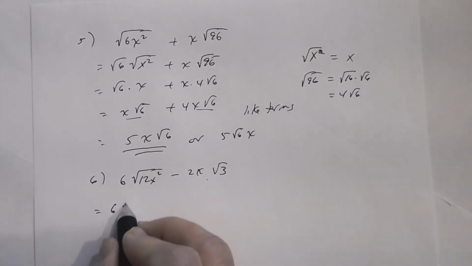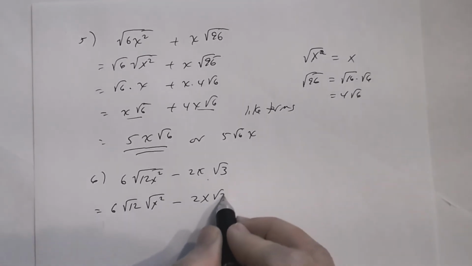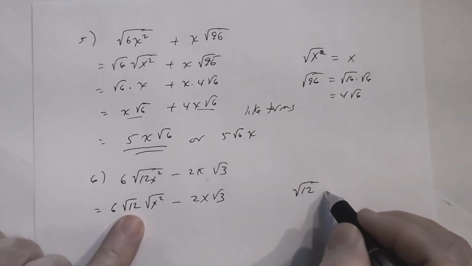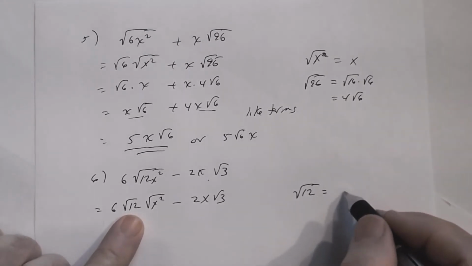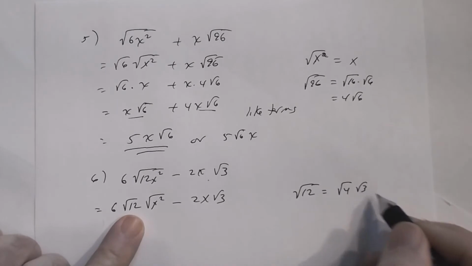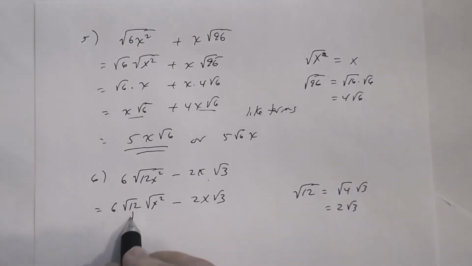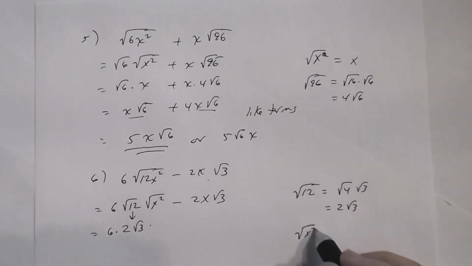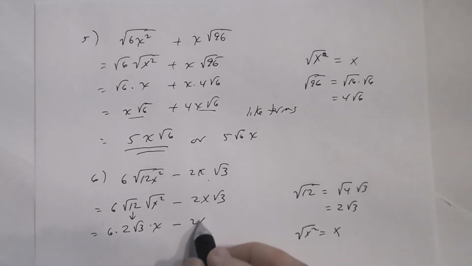So that's 6 times the square root of 12 times the square root of x squared. Minus, and just rewrite this over. Okay? Now let's go and talk about the square root of 12. So how can I simplify the square root of 12? What's the largest perfect square that goes into 12? Okay, 4. So 4 times 3 is 12, right? So it'll be the square root of 4 times the square root of 3. And the square root of 4 is 2, so you get 2 square root of 3. So this right here becomes 6 times 2 square root of 3 times, and then remember the square root of x squared is just x. Okay, minus, and then just rewrite this over.